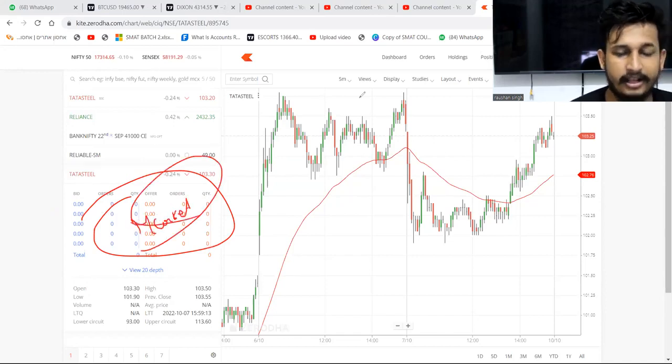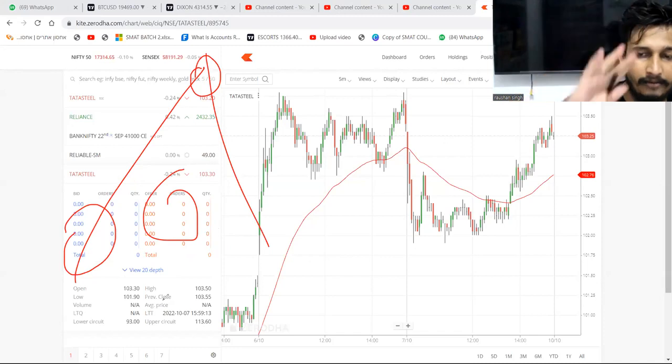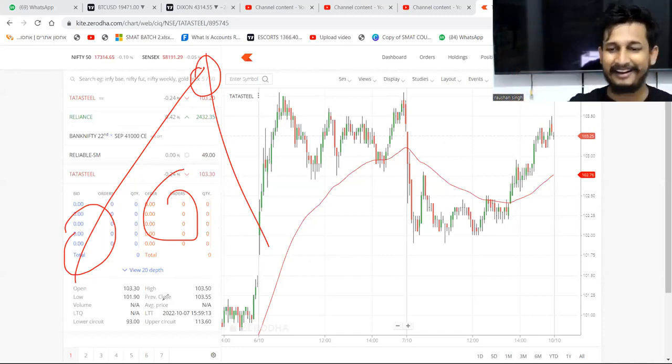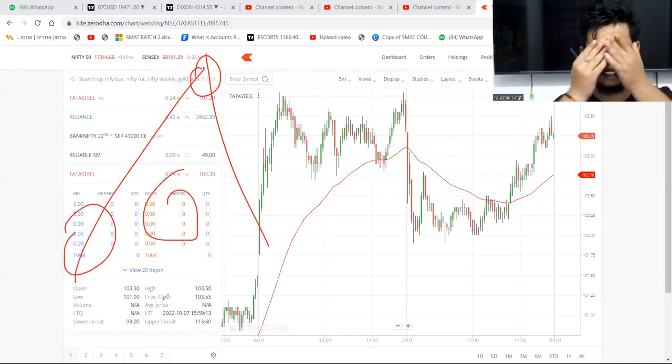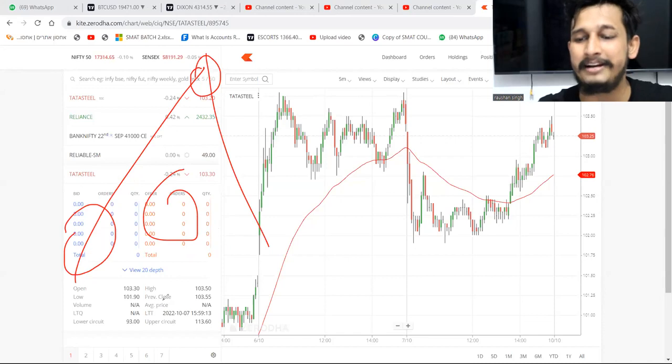Do not consider that if there are more buying orders, the market will go up, and if there are more selling orders, the market will go down. Has anyone traded based on this? Raise your hand. Even I traded like this in the beginning, maybe in 2016. It is of no use. These are orders which have not been executed. They have just placed them.